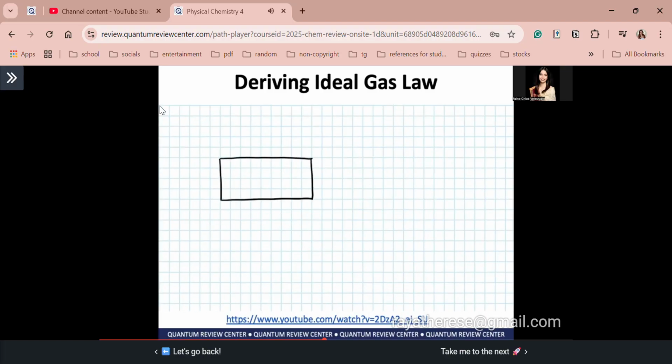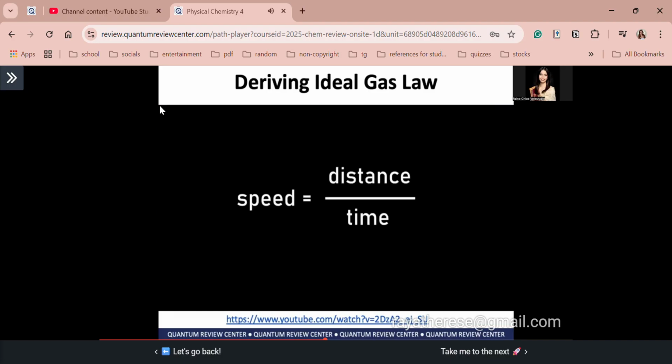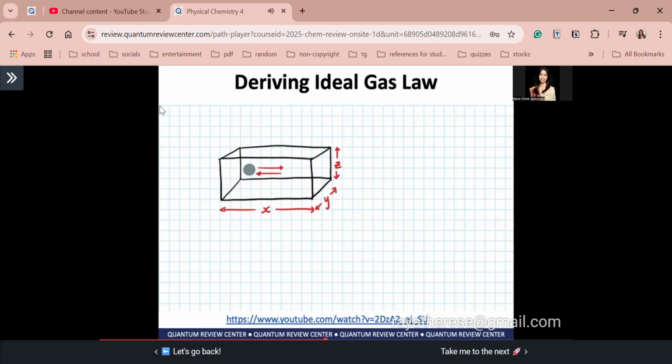I'm going to redraw this diagram so that we can see all the sides of the container with the 3 dimensions x, y, z. We're now going to utilize the most basic equation, speed is distance over time. The time it takes for this particle to make it from this side of the container to this end, and then back, is 2x over the speed of the particle. Plug this back into the impulse equation. We get the force exerted by one particle to be this.